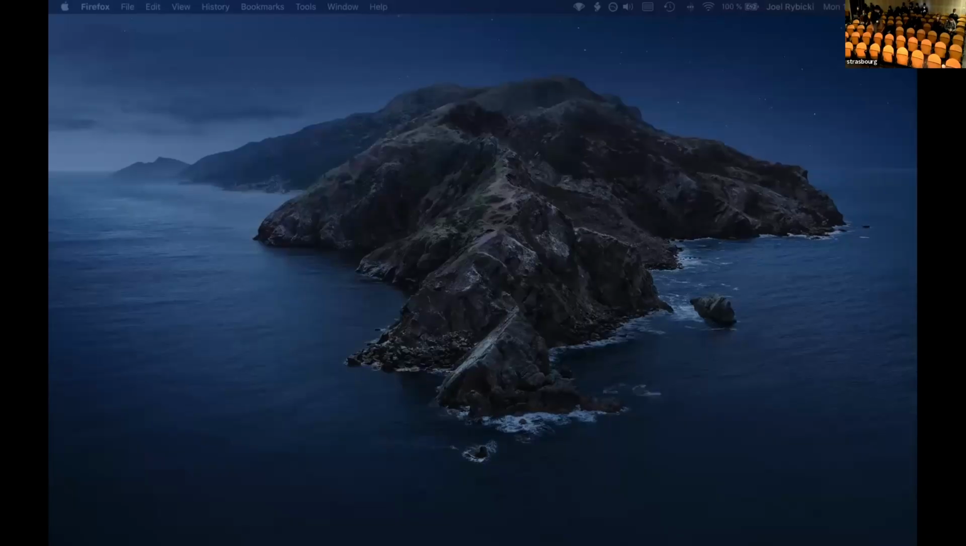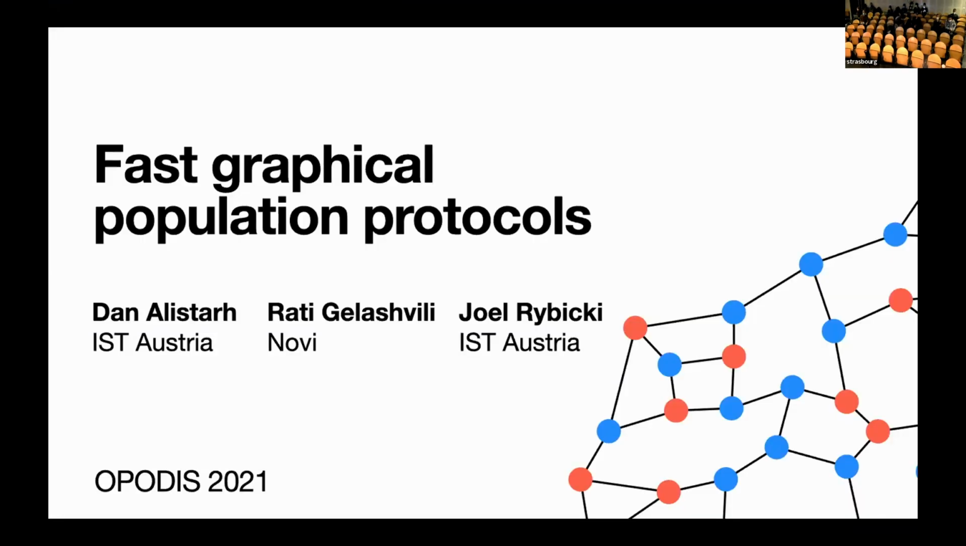Can you hear me well? Yes, we don't see the screen, but the last speaker is Joel Rybicki, talking about fast graphical compilation protocols. Please go ahead. Right, thanks, and hello everyone.